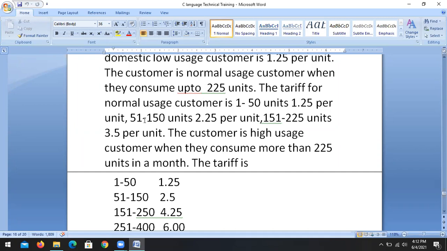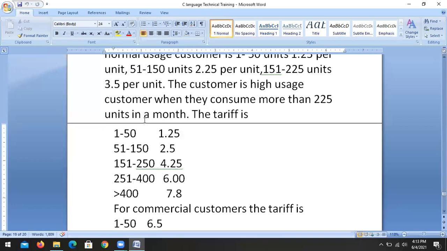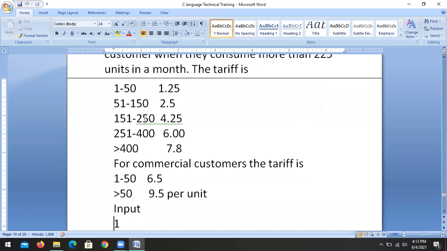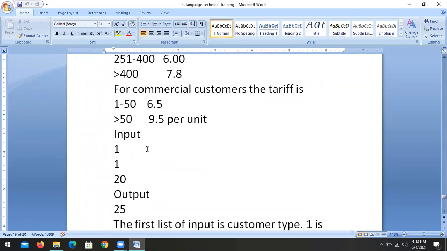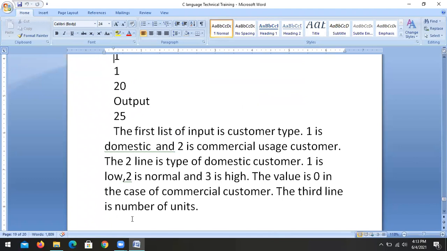One to fifty, 1.25; fifty-one to one fifty, 2.25; 151 to 225, 3.5. While in this case: 1 to 50, 1.25; 51 to 150, 2.5; 151 to 250, 4.25; 251 to 500, 6 rupees; greater than 400, 7.8. First 50 units, 6.5, and greater than 50, 9.5. So this is the problem statement. You have to note it down, then go for writing the program, and see how to write a program for this type of problem.